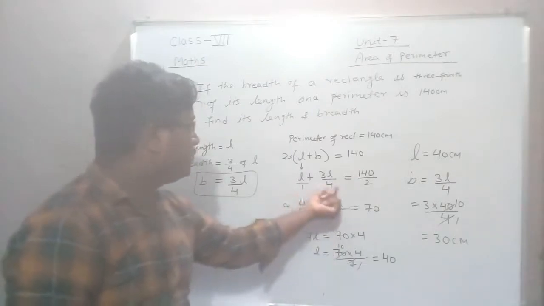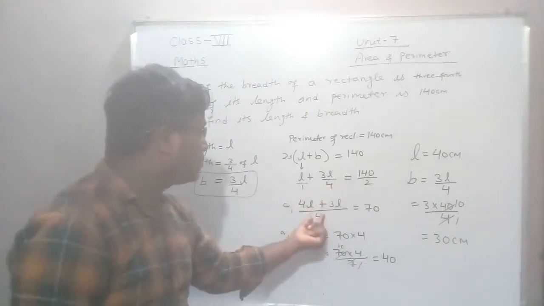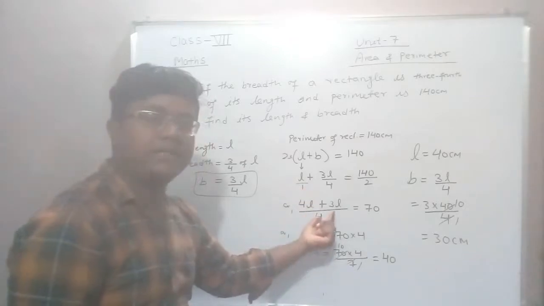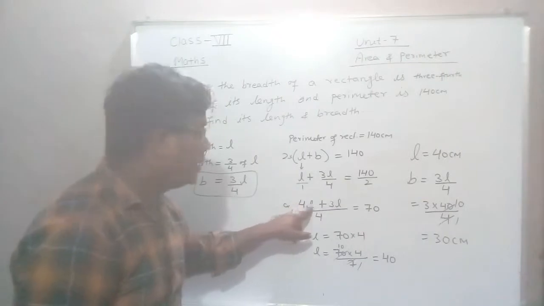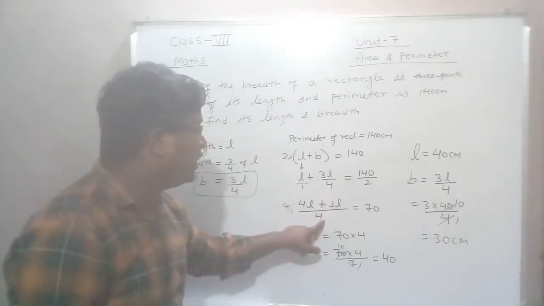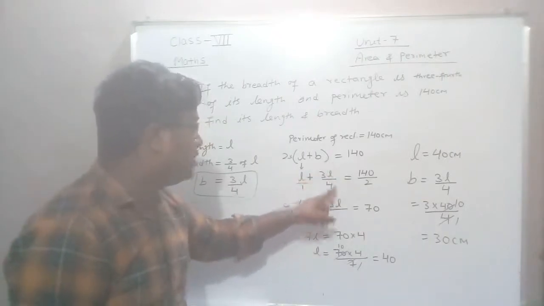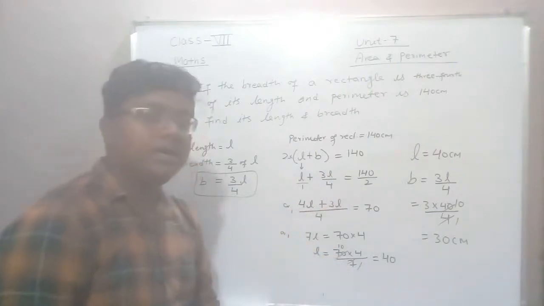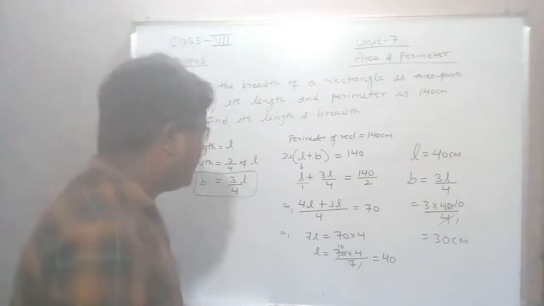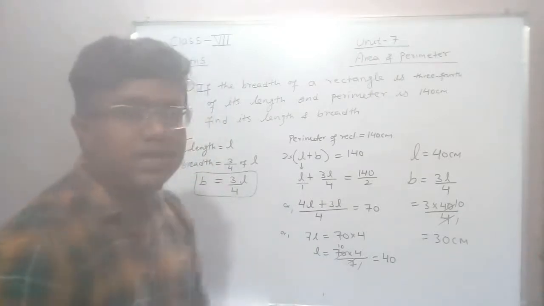The LCM of 1 and 4 is 4. So 1 will divide the LCM and we get 4. 4 is multiplied with the numerator, that is why we got here 4L. Plus, 4 is divided by 4 here, that is 1. 1 is multiplied with the numerator, that is your 3L. After that, solve it. In this case, if you don't want to take the LCM, then also you can solve easily.